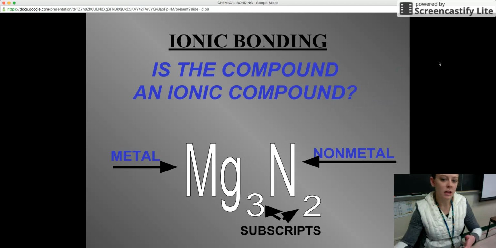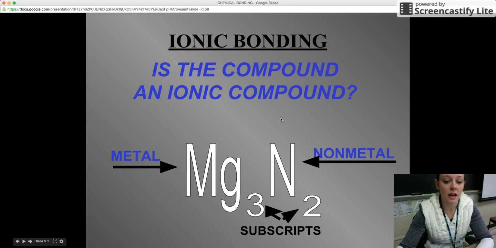So when we look at this picture here, this is an ionic bond. What we have here is a metal, which is magnesium, and a nonmetal, nitrogen. These numbers down here indicate how many atoms of the metal combine with how many atoms of the nonmetal. So what we're going to see is how these combinations happen.